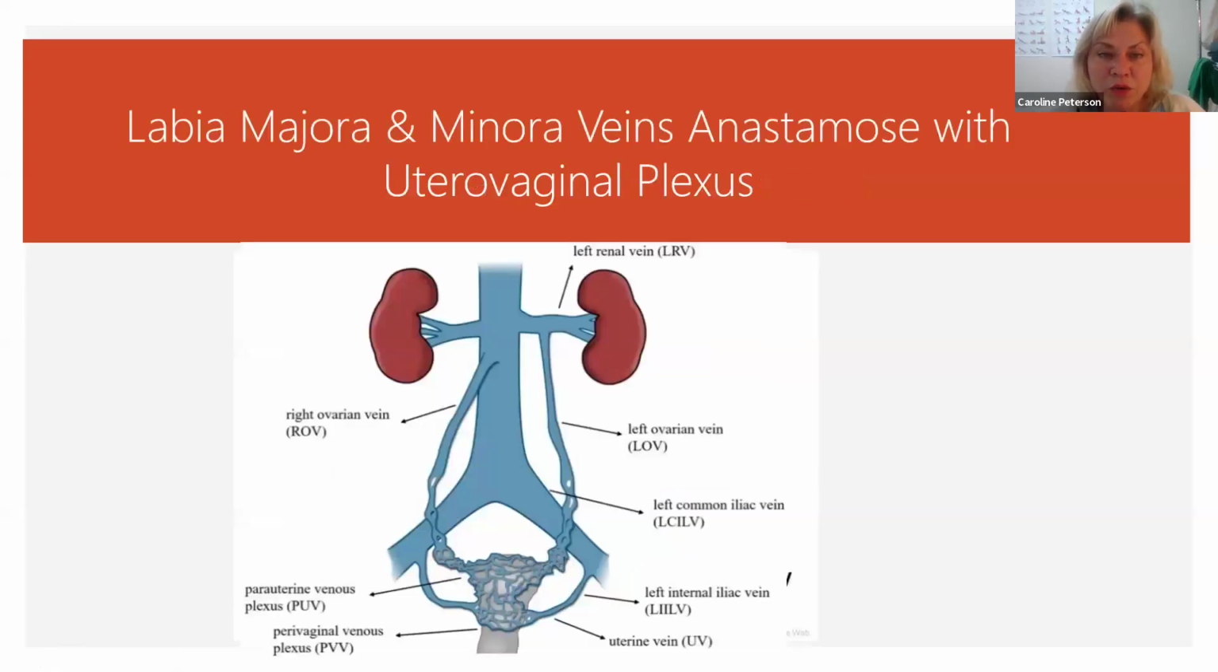Labia majora and minora veins anastomose with the uterovaginal plexus, and that's then how they drain into the internal iliac veins. So this is like a little net where they all come together. Plexus and anastomose is like a coming together. And so what this creates is redundancy.